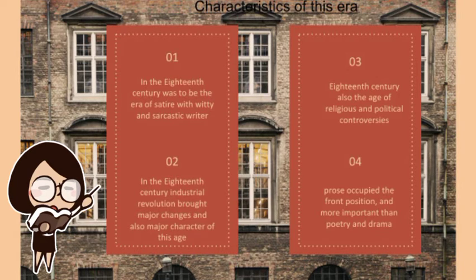And the third one is that the 18th century was also the age of religious and political controversies. Like political controversies in this age, there was not total peace and stability. And the last one is that prose occupied the front position and was more important than poetry and drama.